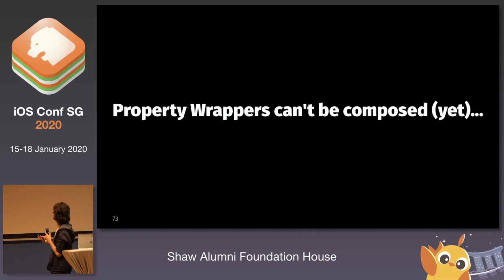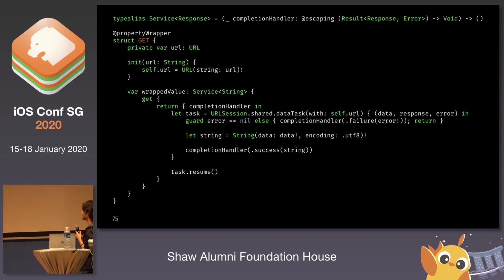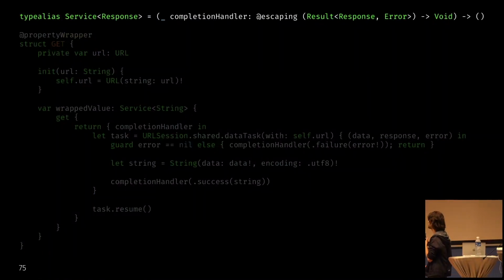Unfortunately, for now, there is a limit. You cannot compose property wrappers, so you cannot have 2 property wrappers on the same variable. It's not possible yet. So we cannot implement a post, but we can still implement a get. And we're going to try to implement a way to declaratively write a get call and have the compiler synthesize everything for us. So it looks like this, and we're going to go step by step. First thing is we're going to define a type alias. Why? Because when we do network calls, we have completion handlers, and they make function signatures crazy, and this type alias is going to help us make things much more legible.